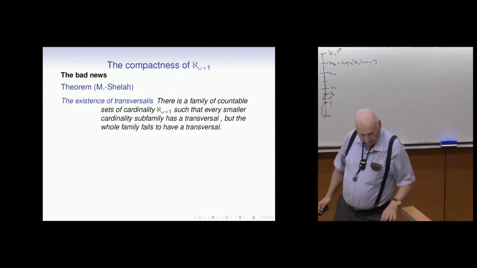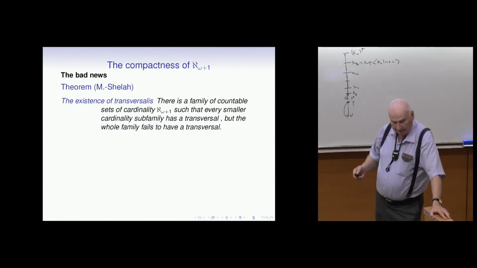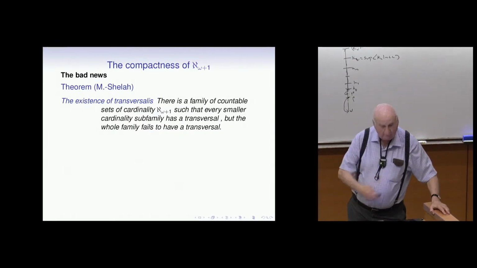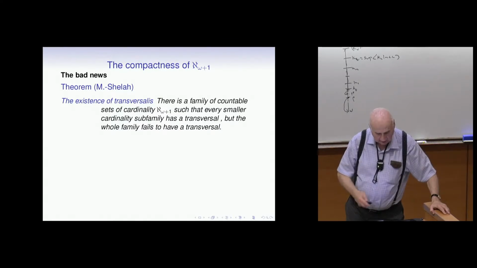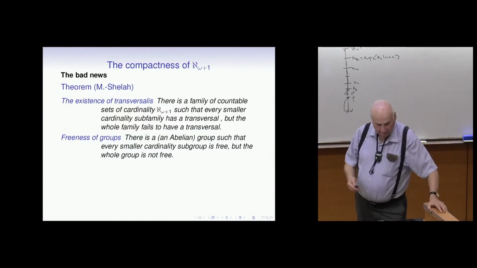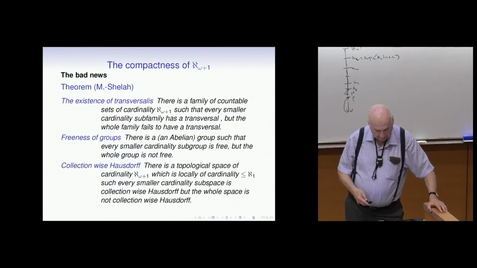A result with Shelah showed there is, for instance, the existence of a transversal: Aleph Omega plus 1 cannot be compact for the existence of a transversal. There exists a ZFC counterexample. There exists a family of countable sets of cardinality Aleph Omega plus 1, so that every smaller cardinality subfamily has a transversal, but the whole family fails to have a transversal. This is something which is a ZFC result. Aleph Omega plus 1 can never be compact for this property. Freeness of groups. There is an abelian group, for instance, of cardinality Aleph Omega plus 1, such that every smaller cardinality subgroup is free, but the whole group is not free.